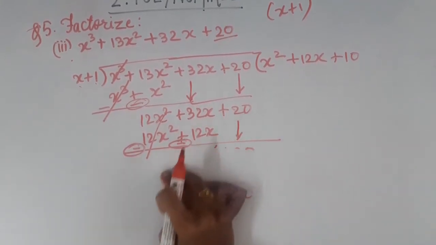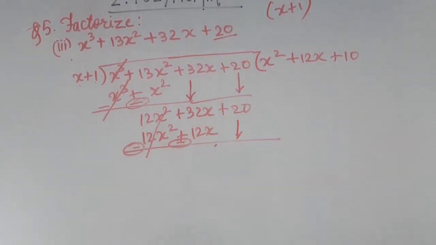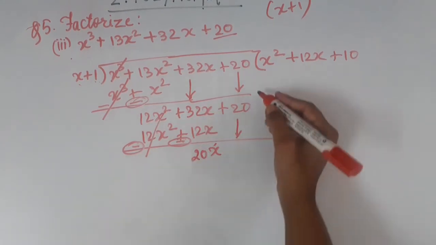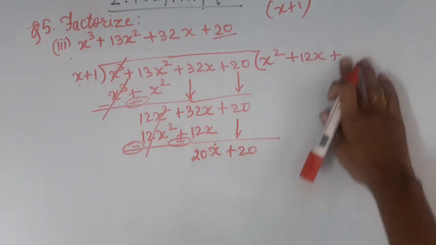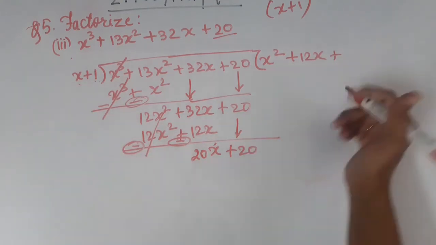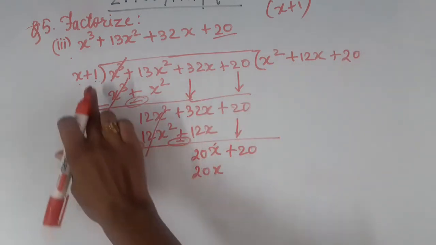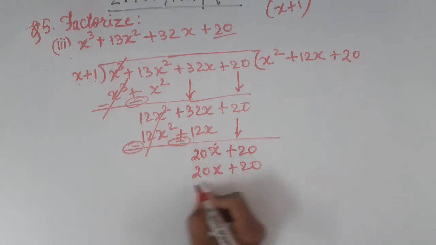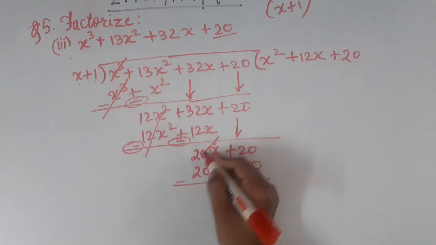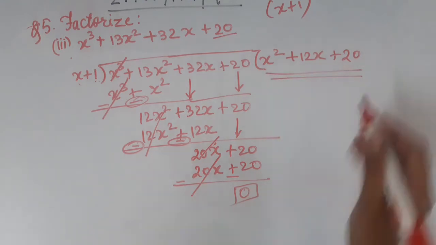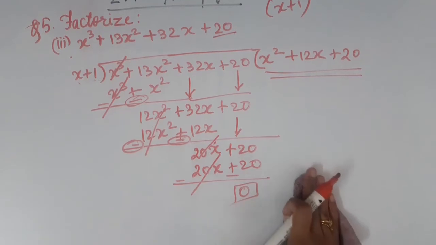Sorry. 32 minus 12, I will get 20x. And this plus 20 down. Okay. So with what should I multiply x to get 20x? With 20. So x into 20, 20x. And 1 into 20, 20. Now change the signs. So 20x minus 20x cancel. 20 minus 20, 0. So we were knowing remainder is 0. Right. Now I will rub. What we were interested in were in quotient. Now I will rub this division.